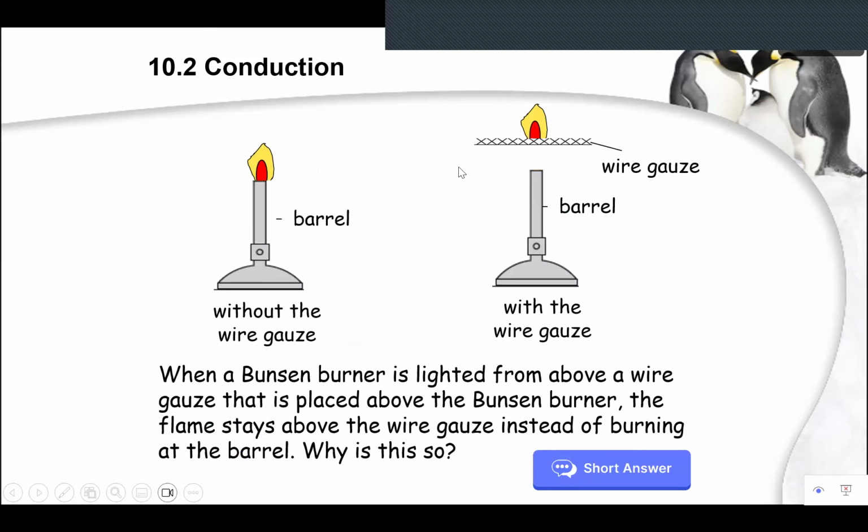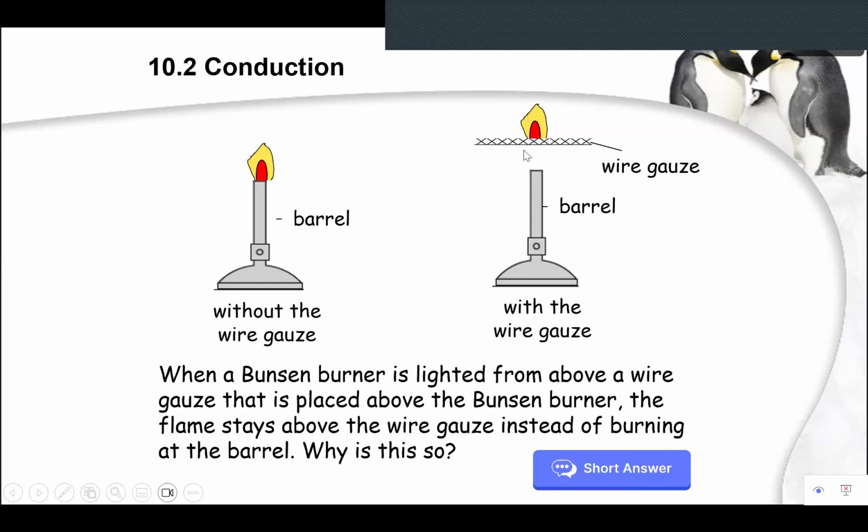Okay, next example. I have a barrel with a fire on top of it. Okay, and then if I were to put a wire gauze, the wire gauze is made of metal, above the Bunsen burner and then I lift up the wire gauze, I will see that the fire is on the wire gauze for a short moment of time, okay? And at the bottom part, there will be no flame.